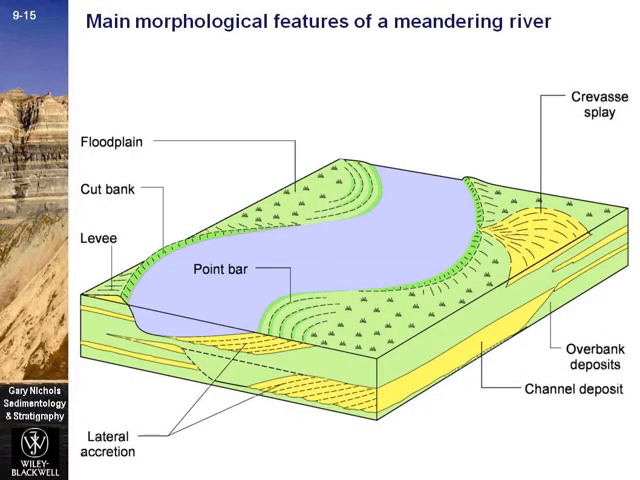Morphological features of a meandering river. The features are the channel, cut bank, levee, point bar, and crevasse splay. In section, we can see the channel deposits, lateral accretions that are dipping inside the channel, and overbank deposits.